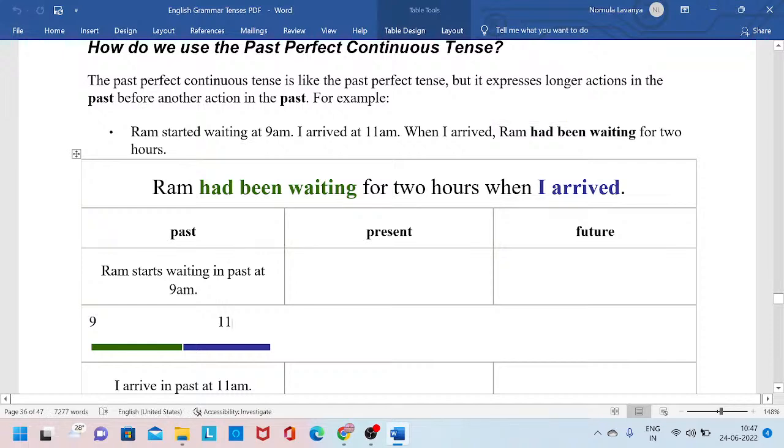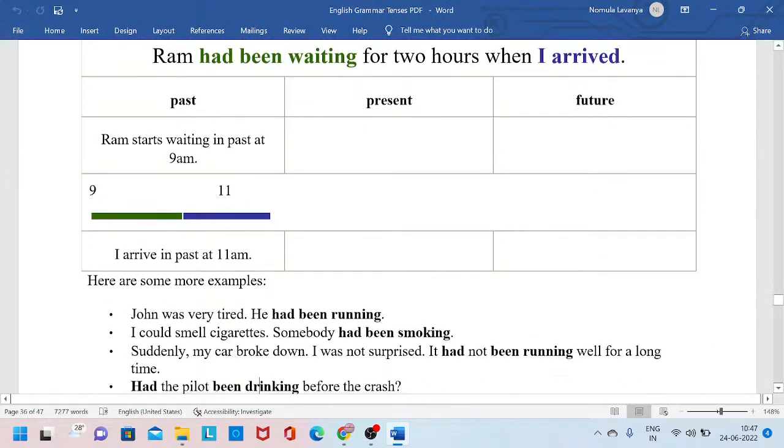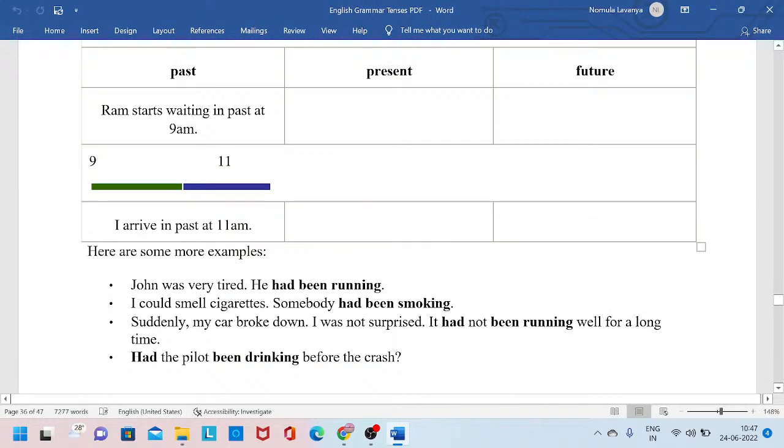So see, Ram started waiting at 9 a.m. This is all done before, it's in the past. I arrived at 11 a.m. When I arrived, Ram had been waiting for 2 hours. So Ram had been waiting for 2 hours when I arrived. This action is happening in the past, not now. Ram started waiting in the past at 9 a.m. and I arrived in the past at 11 a.m. So this is all done in the past.